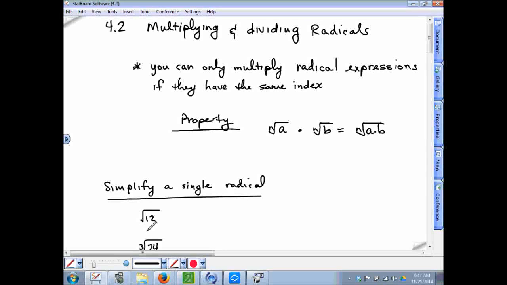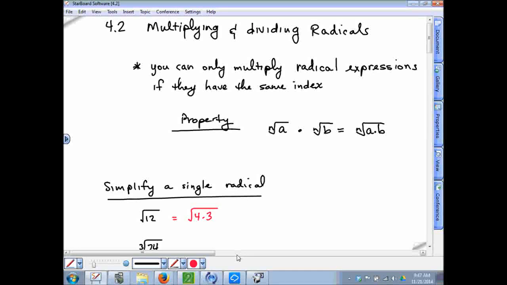So, what numbers can you square root? 12, obviously not. But what numbers can you square root? 4, 9, 16, 25, right? Any of those numbers divide into 12? 4. So I want you to write this. 12 is the same as 4 times 3.